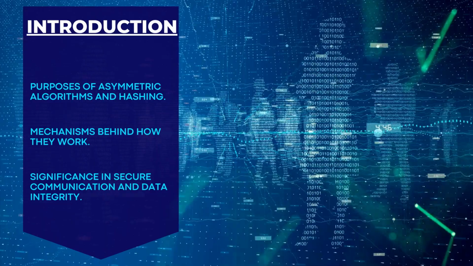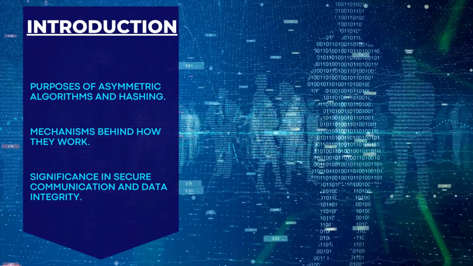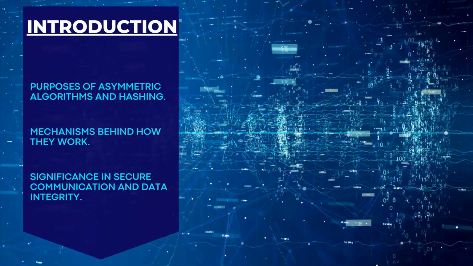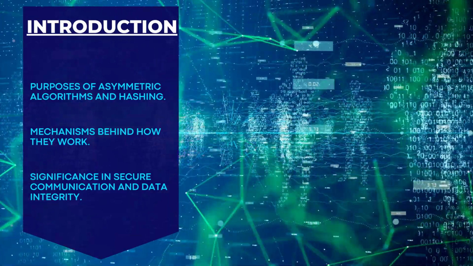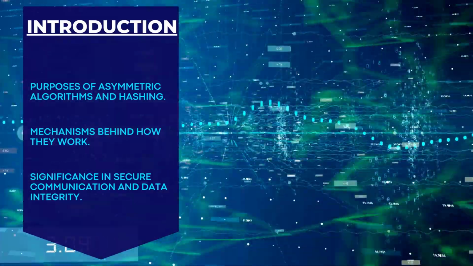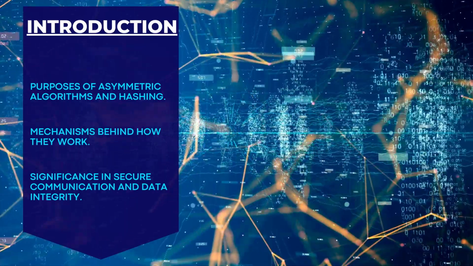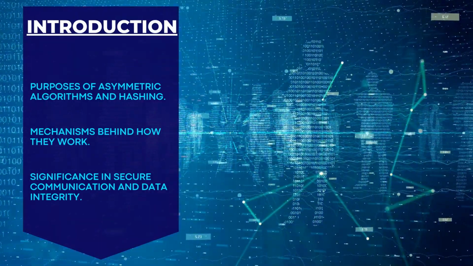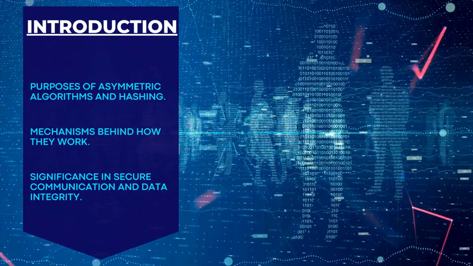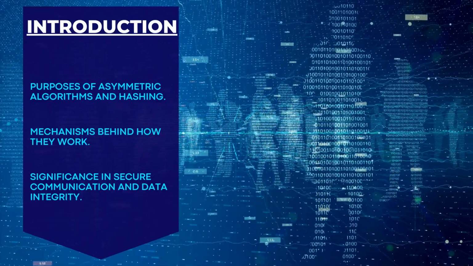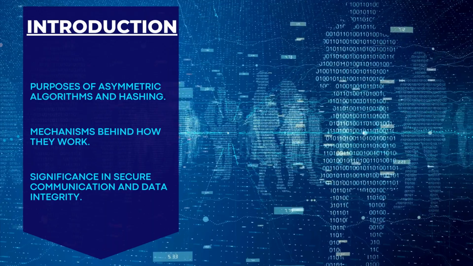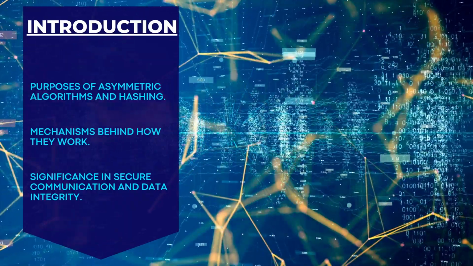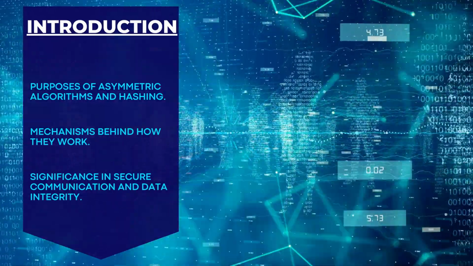We're going to focus on 3 key areas today. 1. Purpose. Why do we even use these techniques? Spoiler alert. It's all about secure communication and data integrity. 2. Mechanism. How do they actually work? I'll explain it in a way that even if you're new to this, you'll get the gist without pulling your hair out. 3. Significance. Why should you care? Well, these are the backbone of encryption, authentication, and data protection. Without them, the internet as we know it wouldn't be safe. So now that we know what we're dealing with, let's dive into the how, starting with asymmetric algorithms.